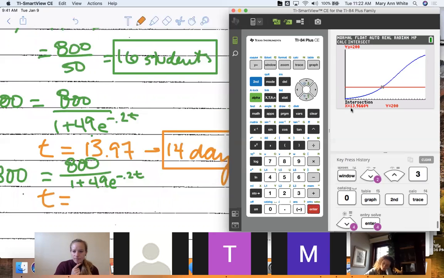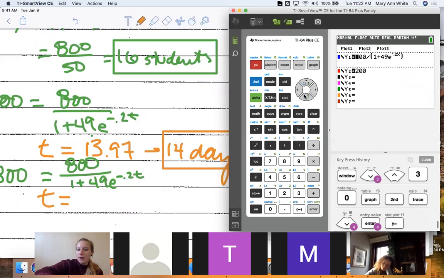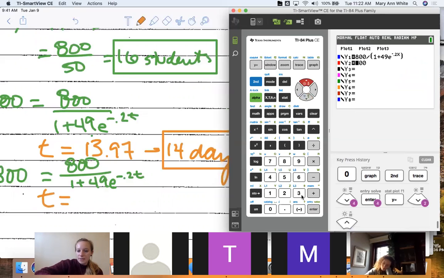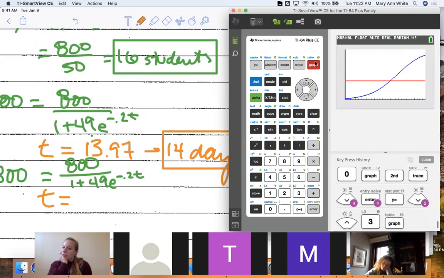Questions so far? I'm gonna do the exact same thing, but I'm gonna go change that 200 to 300. I think my window is gonna be okay. I'm gonna keep my window where it's at, but all I'm gonna do is, for problem C, I'm just gonna change this to 300 instead of 200. Okay, graph. Awesome, new point of intersection, find it.